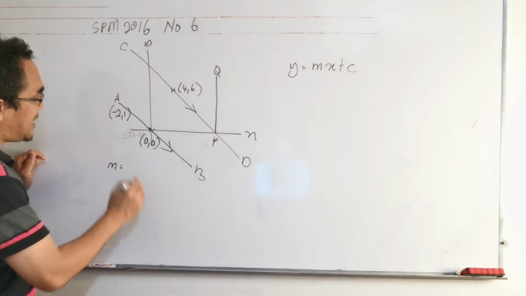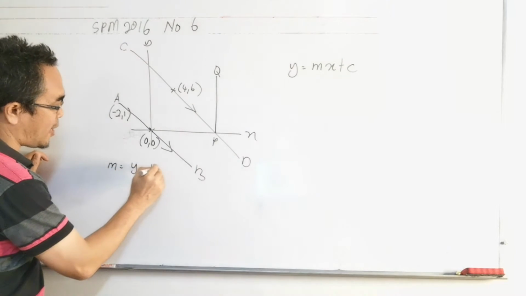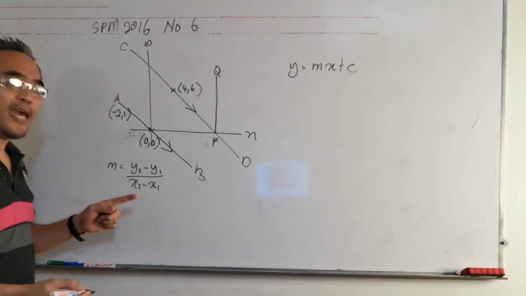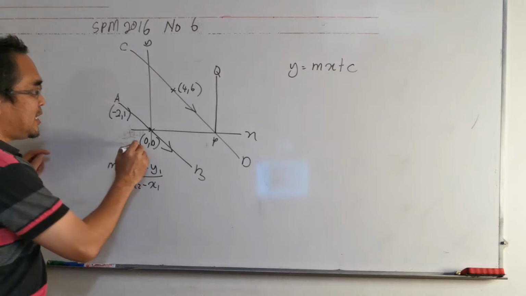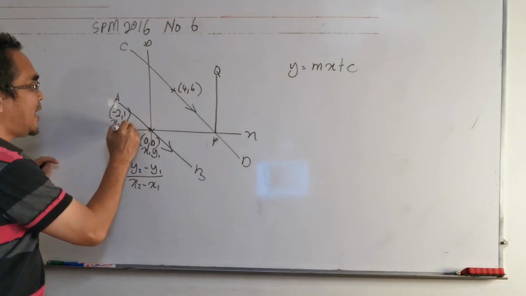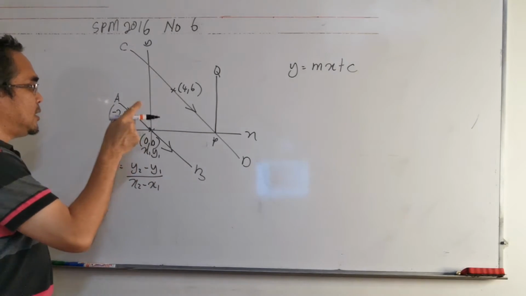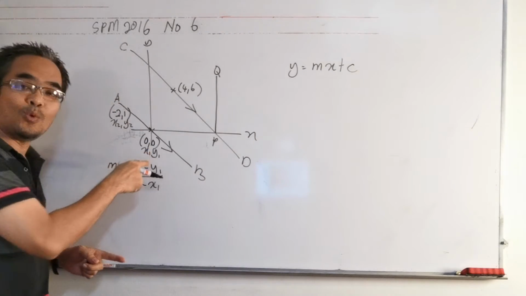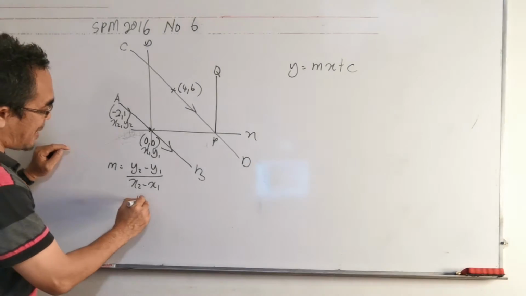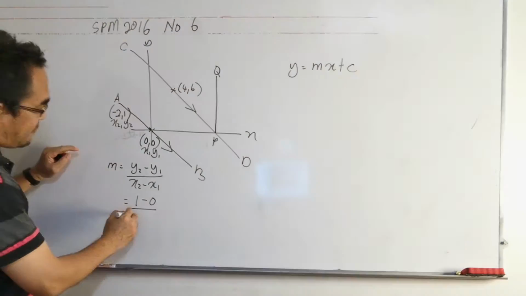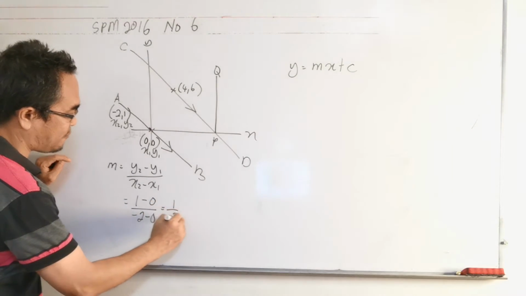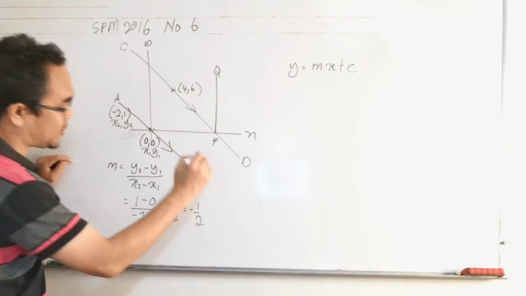So the gradient is y2 minus y1 over x2 minus x1. Which one is x1, x2? Up to you. If you label this as x1, this will be y1, so this will be x2 and y2. Or you can say this is x1, y1, so this will be x2, y2. So it is 1 minus 0 over -2 minus 0. So the gradient will be 1 over -2, which is -1 over 2.